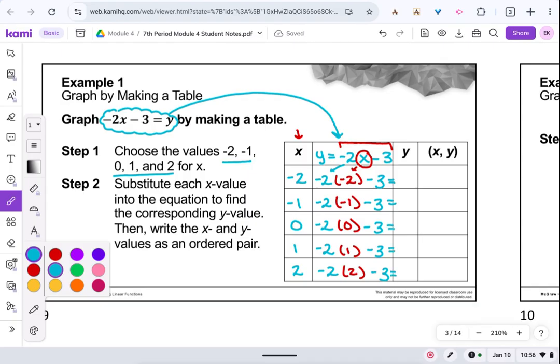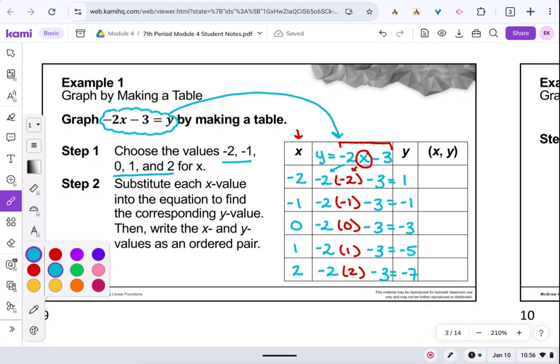If I multiply -2 times -2, that's 4. 4 minus 3 is 1. So this first y is going to be a 1. You can do this middle column using a calculator as well. -2 times -1 is 2. 2 minus 3 is -1. If I calculate the next one, it's going to get me -3. The next one's going to get me -5. And then -7.